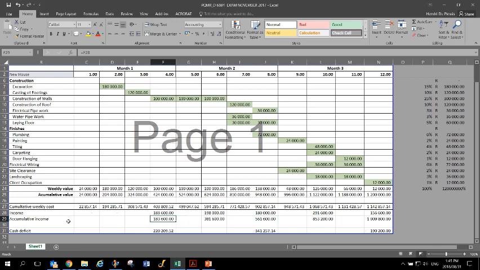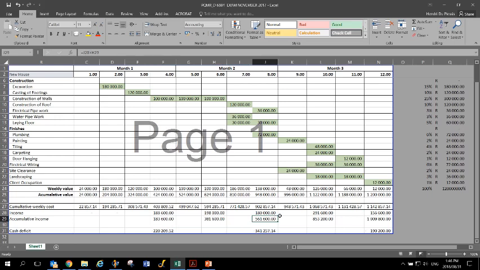So this is your cumulative cost minus your cumulative income. Our cumulative costs up to the end of month one were 403,000. Now this you have to pay to your salaries and your suppliers and so on, so this is your actual cost. Then your cumulative income for that month is 183,000. So it's 183,600 minus your cost, and that's your cash deficit after month one.